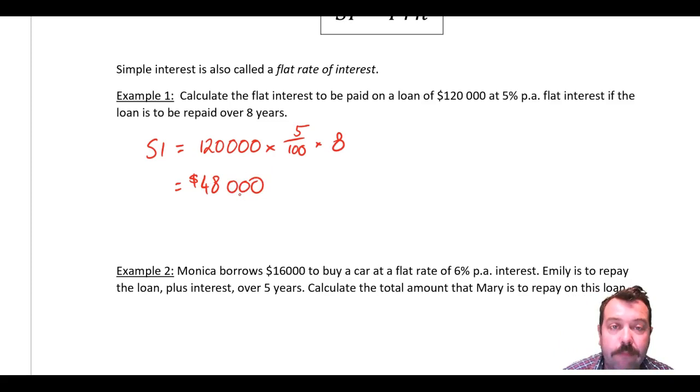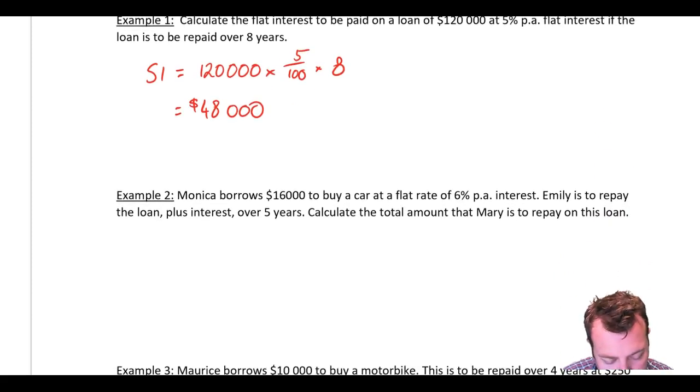$48,000 interest. Okay, that's a very simple question. It's our first one. Example 2 here, Monica borrows $16,000. Flat rate, 6% per annum. So some important things here.